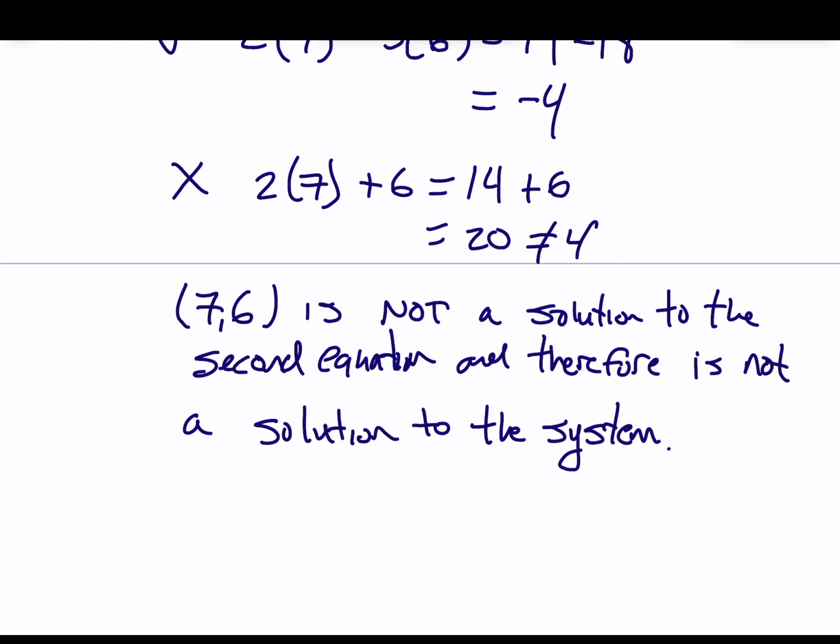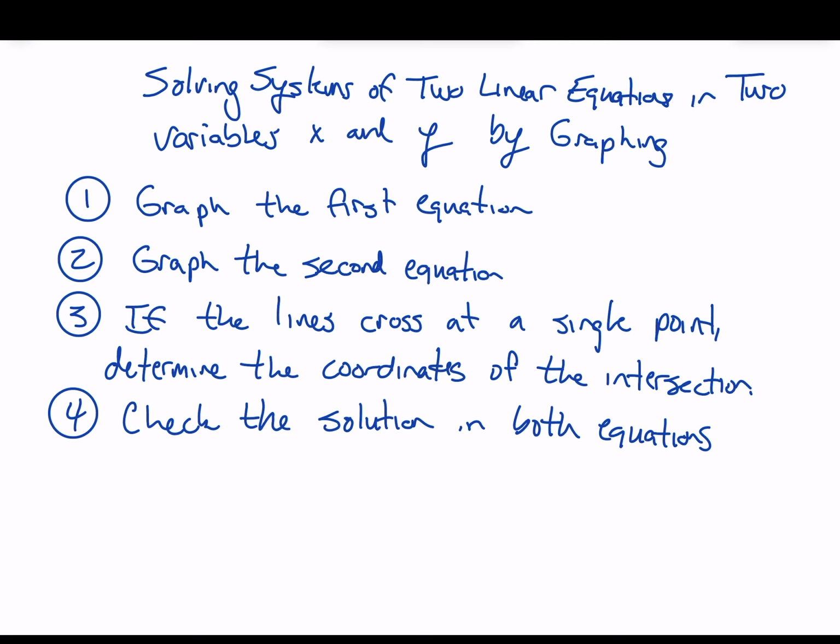Let's now talk about solving systems of linear equations in two variables x and y. Solving systems of two linear equations in two variables x and y by graphing. Here are the steps. The first step is to graph the first equation. Your second step is to graph the second equation. If the lines cross in the third step at a single point, we want to determine the coordinates of the intersection. And finally, we want to check that the solution works in both the first and second equations. Let's do an example now where we graph a system of linear equations.